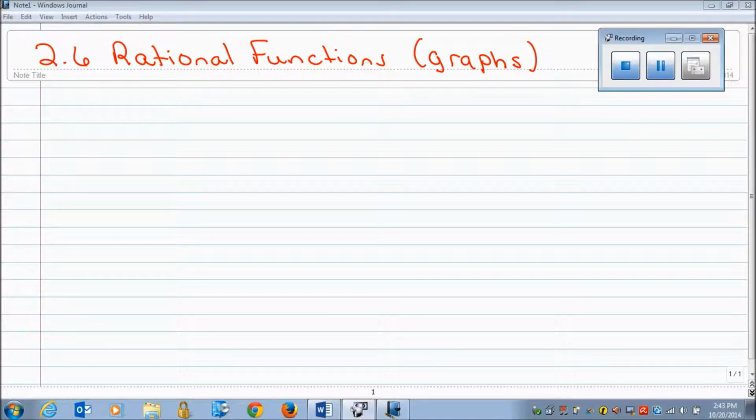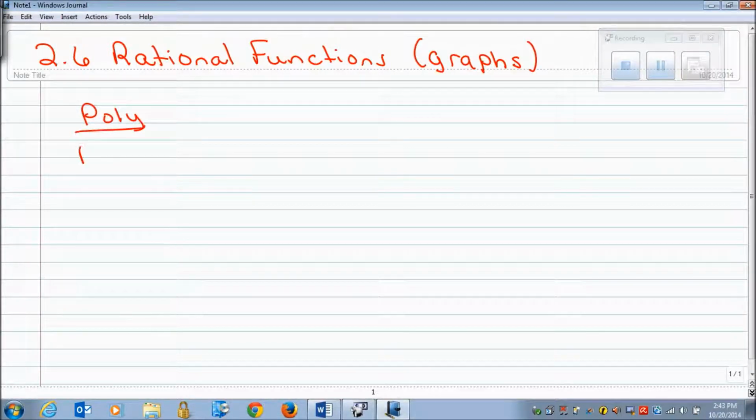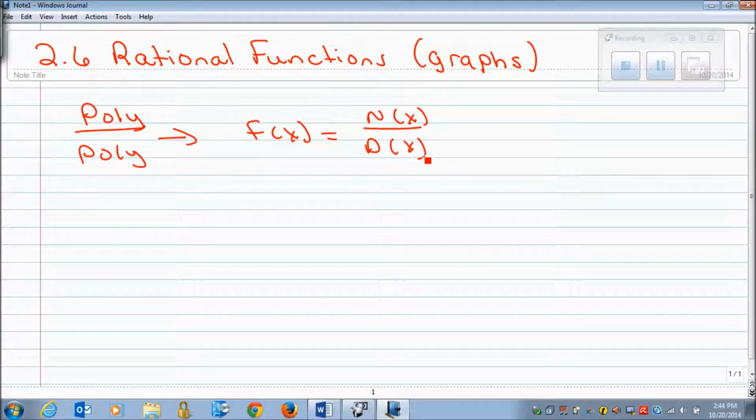Rational functions, as we discussed yesterday, are polynomials divided by a polynomial, written as f of x equals N over D, where N is the numerator polynomial and D is the denominator polynomial. Because we're dealing with a denominator, we have to watch for domain restrictions. We talked about this yesterday, and these restrictions are also our vertical asymptotes.